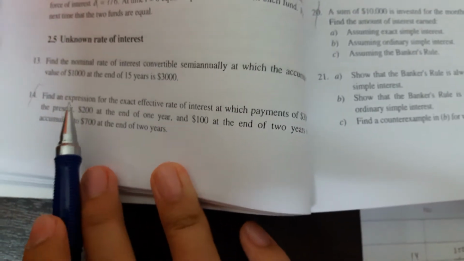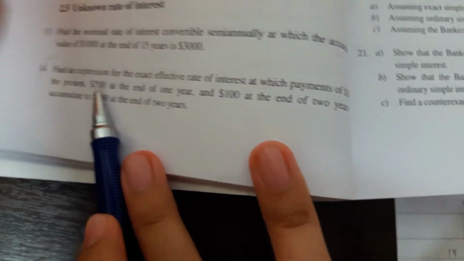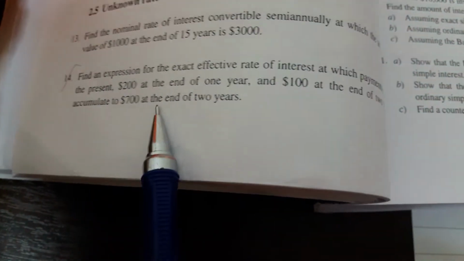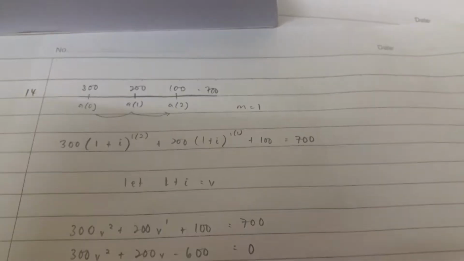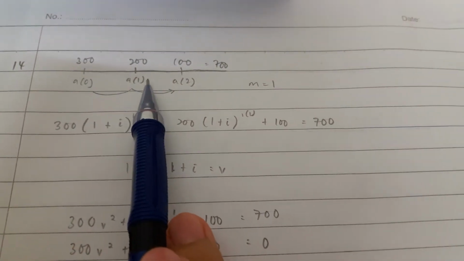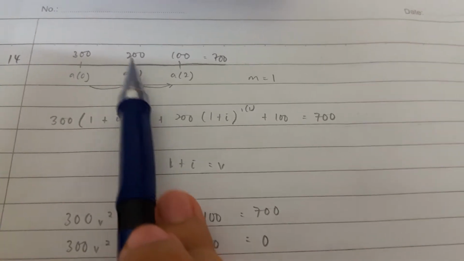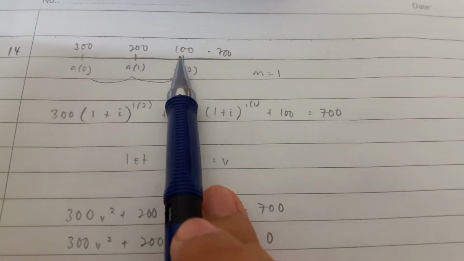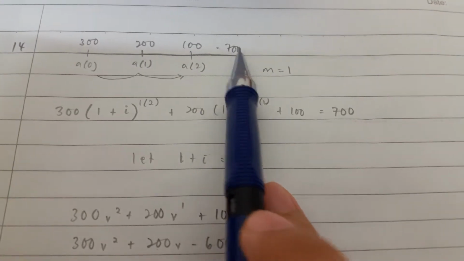For question 14, find an expression for the exact effective rate of interest at which payments of $300 at the present, $200 at the end of 1 year, and $100 at the end of 2 years will accumulate to $700 at the end of 2 years. And by this we can draw the timeline: at the present we put 300, at the end of 1 year we put 200, the end of 2 years we put 100, and then it will accumulate to 700.